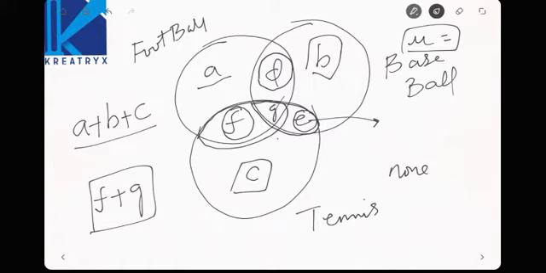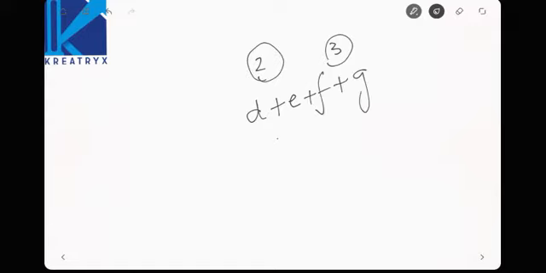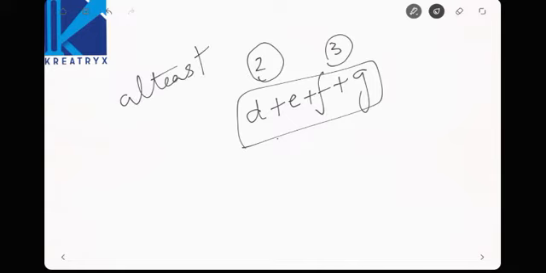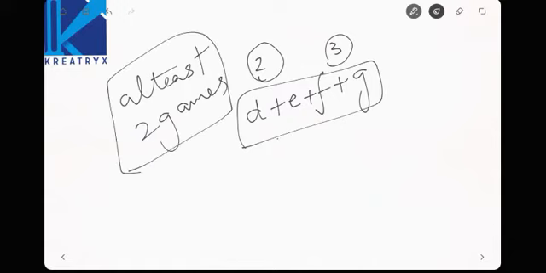Now how about at least 2 games? Find out the alphabets where players are playing at least 2 games. So your minimum value must be 2 and it can go up to the maximum. Maximum is only 3 games, right? At least 2 games. Who are the players playing 2 games? D plus E plus F plus G. Right? This is at least 2 games. Players playing at least 2 games.